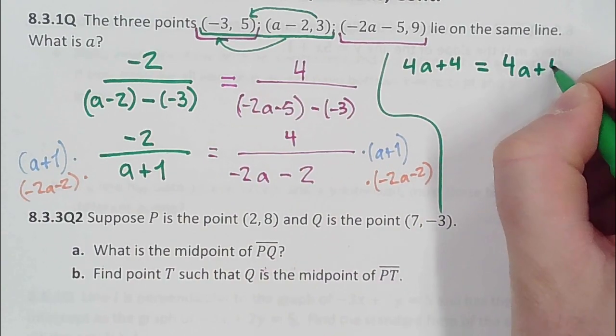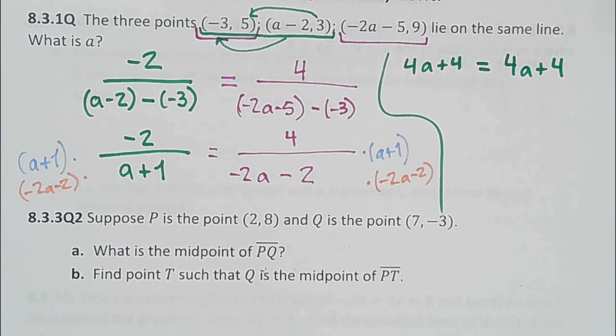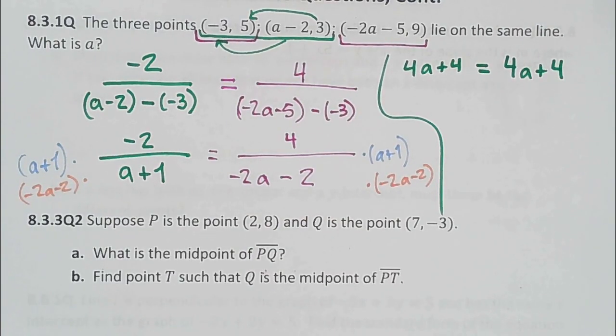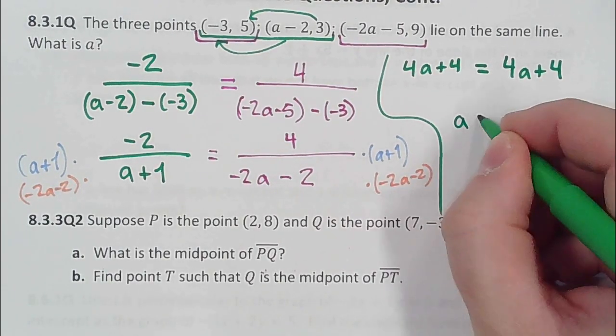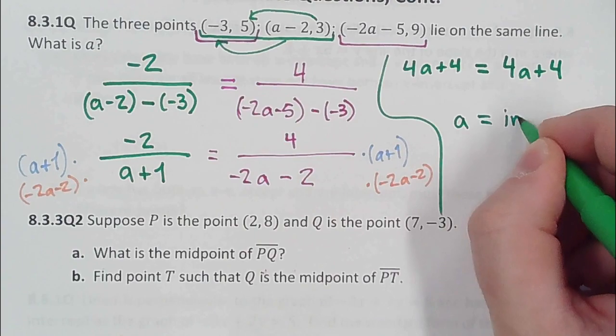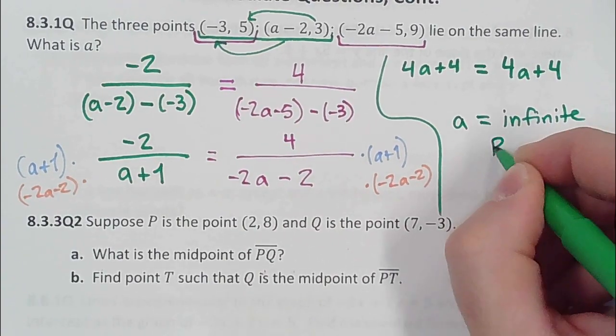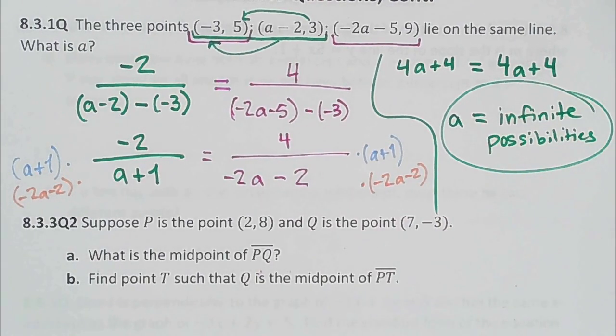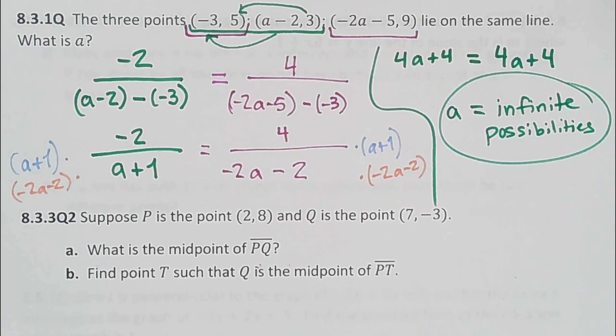Oh my God. Not always does this happen, but in this case it is. What value of a makes this true? Literally any value of a. Which means we can pick any number we want for a and they will always be on the same line. Okay, cool. So a could be literally anything. A has infinite answers. Literally any number you want, if you plug it in, they'll end up being on the same line.